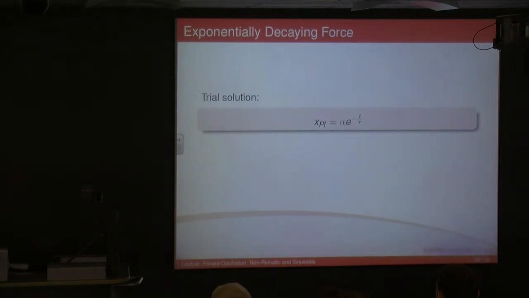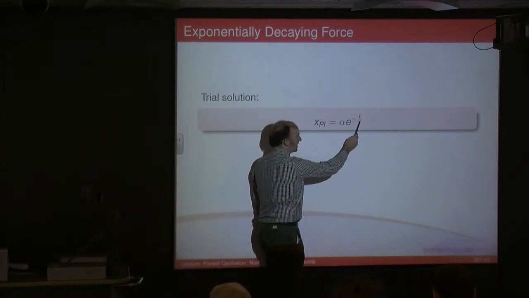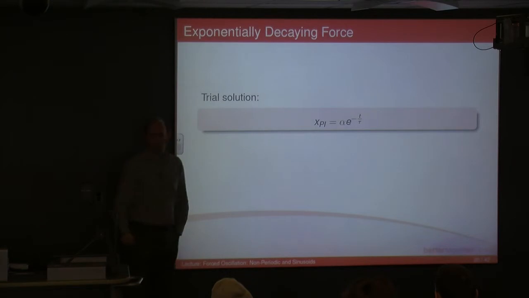The forcing function was an exponential, so the trial solution is an exponential. And notice that the constant in front of t remains the same. I don't change that. That's still minus 1 upon tau. Okay, but alpha I don't know. I've got to work it out.